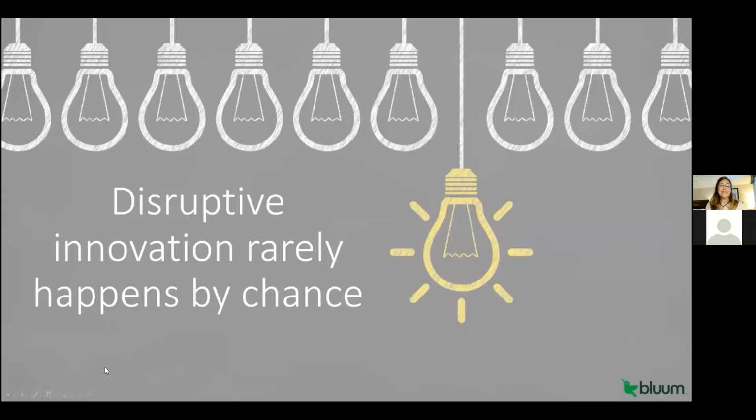And I ended with this slide the last time as well, because disruptive innovation rarely happens by chance. It is not a light bulb moment. You need to lay a foundation. You need to plot a strategic journey. And then the next step is what we talked about today, with seeding the ground for inquiry.